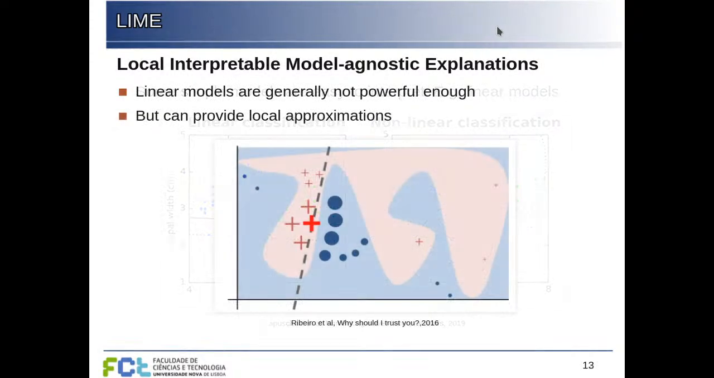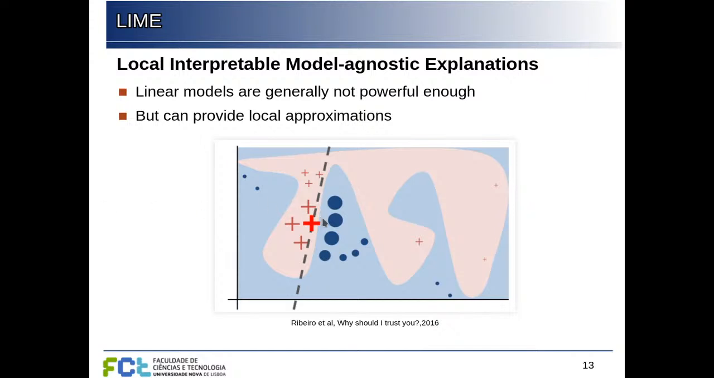What LIME does is to create a local linear approximation to what the nonlinear model is doing. So suppose that this complicated region here is the decision surface for a nonlinear model that separates these two classes, blue and red. This is very complicated, so the nonlinear model creates this separation that is very intricate like this. And it's hard to understand with the whole model, the nonlinear model, how each example is being classified.